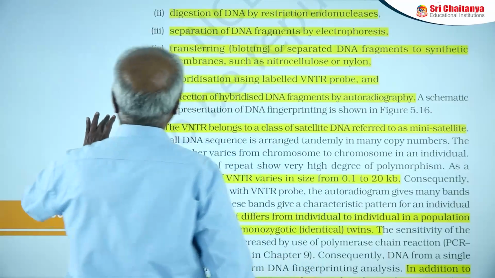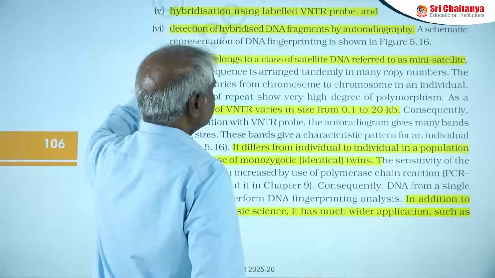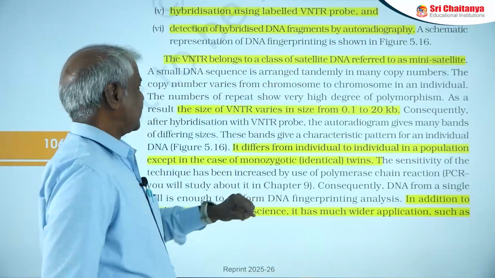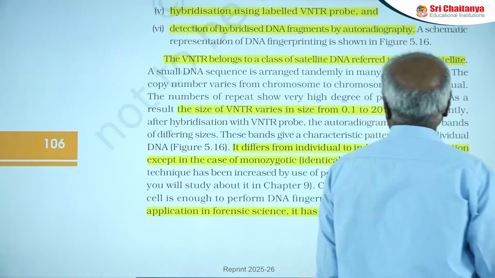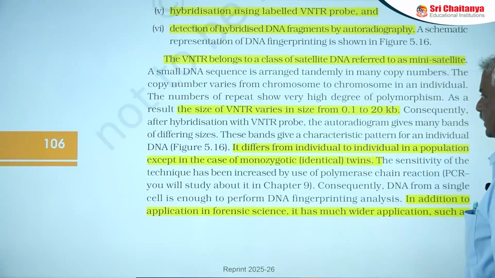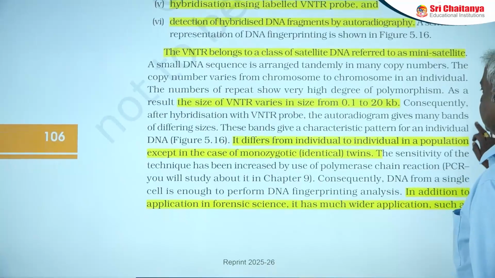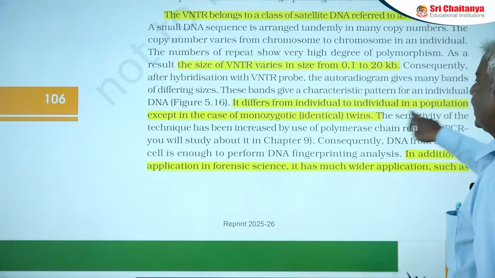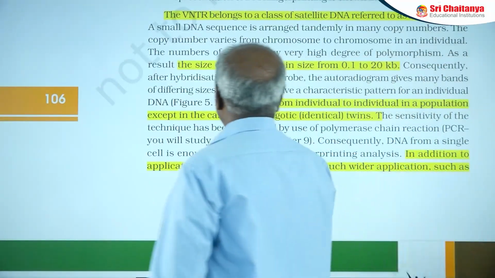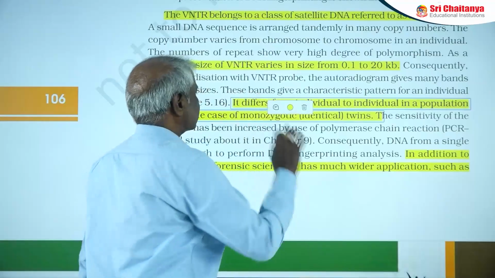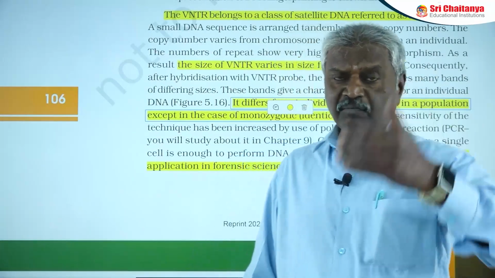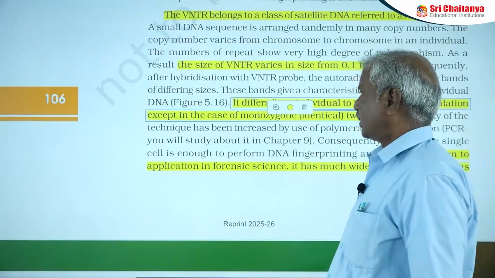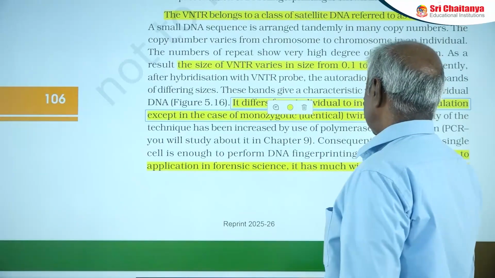Now, VNTR belongs to a class of satellite DNA, present as minor peaks. The size of VNTR varies from 0.1 to 20 kb. It differs from individual to individual in a population except in the case of monozygotic twins. Very important: monozygotic twins come from a single zygote, so that difference is not possible.